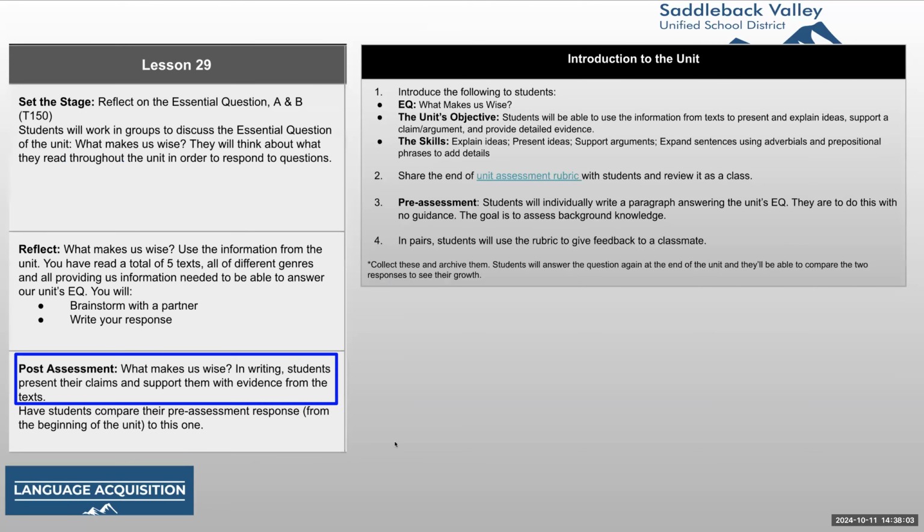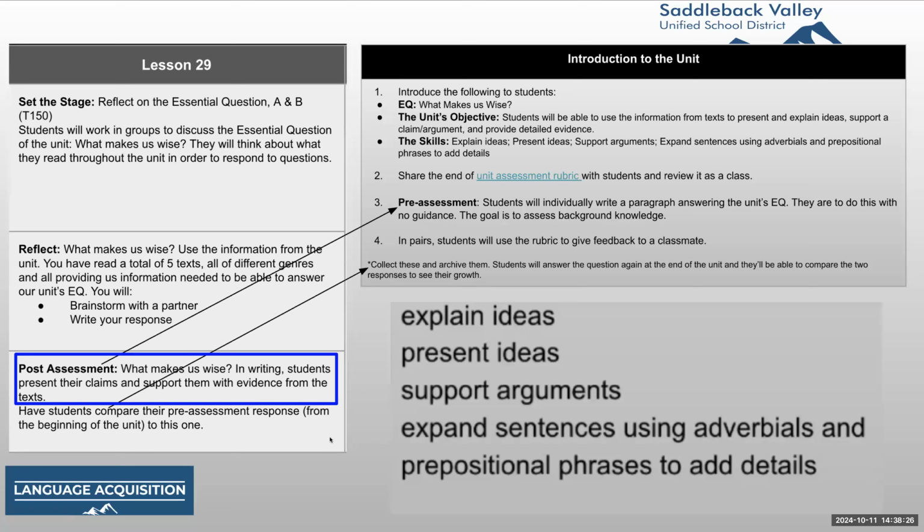The final lesson of the unit, and prior to the end of unit assessment, provides students an opportunity to assess their growth by comparing the post-assessment to the pre-assessment, taken when the unit was first introduced. And it allows students one final opportunity to practice the concepts and skills of the priority standard before the end of unit assessment.